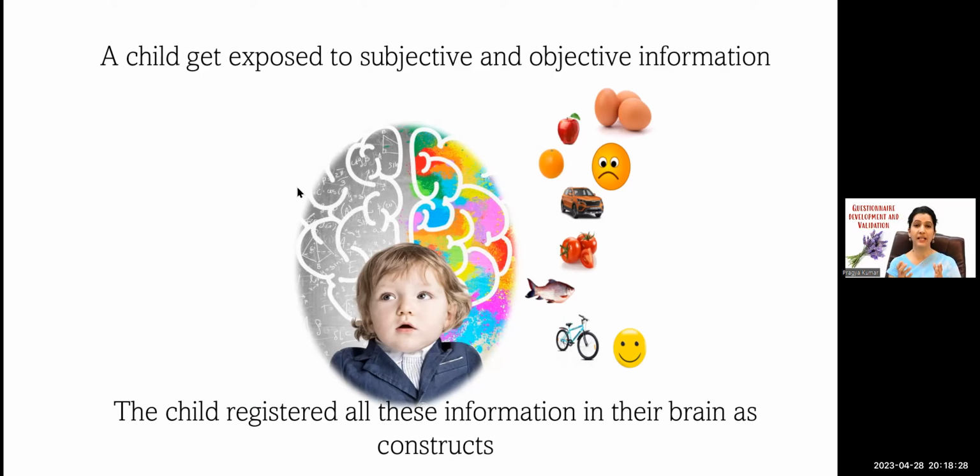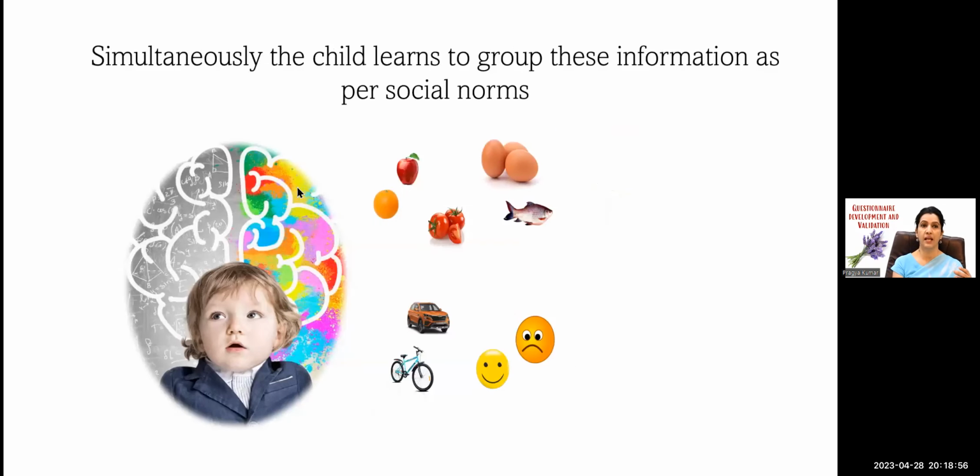So ultimately, these constructs are the mapping of information which is lying outside, and how that child, or maybe when he grew up, has processed that in the brain. That is the processing of the information and having an image of that information. In this case, you can see a child analyzes all this information and simultaneously learns to group it as per social norms.